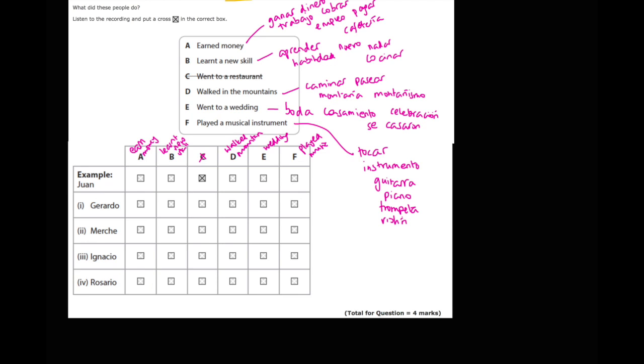Question 7. Part 3. Soy Ignacio. El domingo al mediodía fui a la boda de mi prima y su novio.